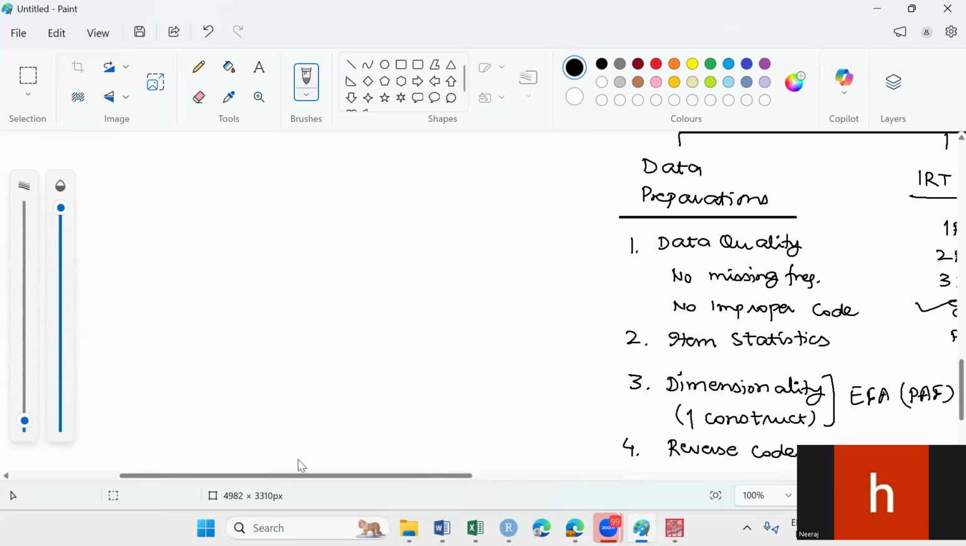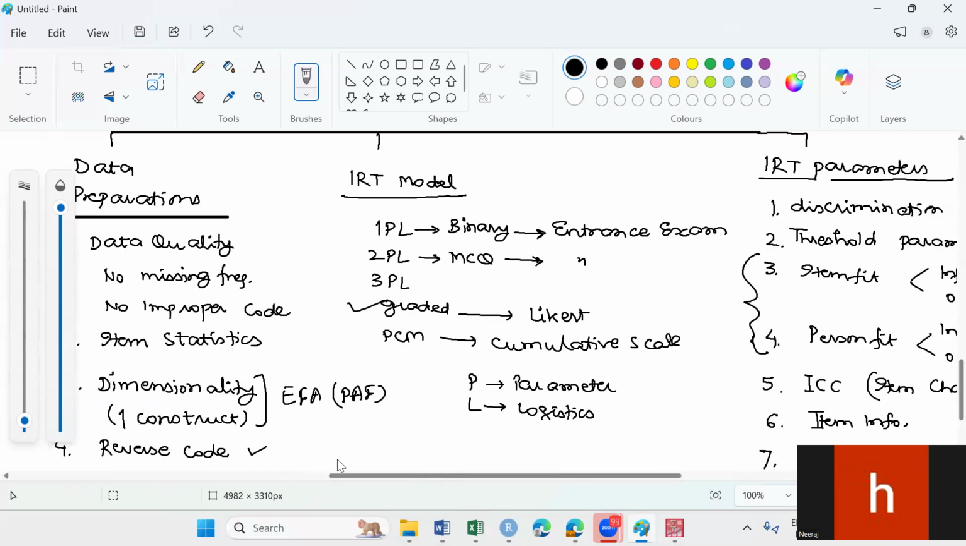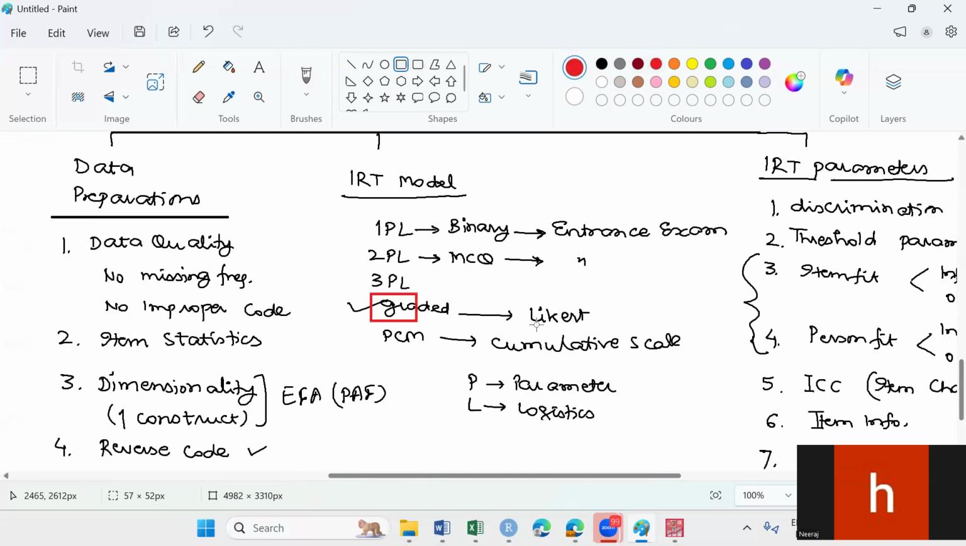Okay, great. These 3 things are there: data preparation, IRT model. IRT model, no discussion. We will use only and only graded. So there is nothing to discuss about that. We will only work on the graded. If you have the binary MCQ, then obviously you can go for the other methods. So these are a couple of things. Let's go for RStudio.